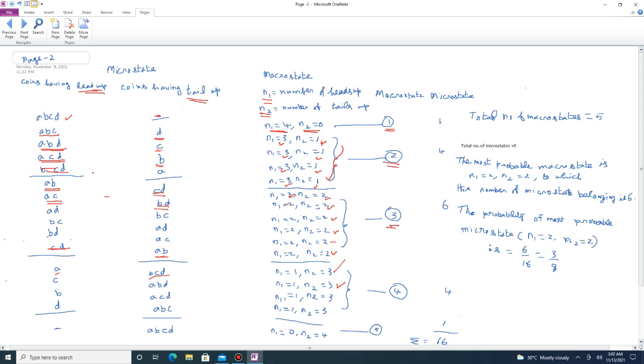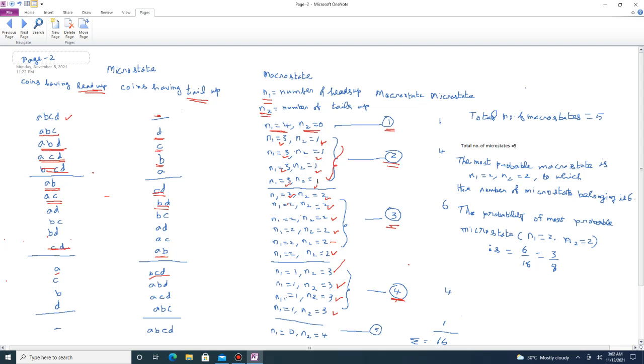Another case: coin B is head up and A, C, D are tail up. So another possibility, N1 is equal to 1, N2 is equal to 3. Then the 4th coin D is head up, and A, B, C are tail up. So another possibility. Again you have 4 different possibilities. So this is the 4th macrostate.